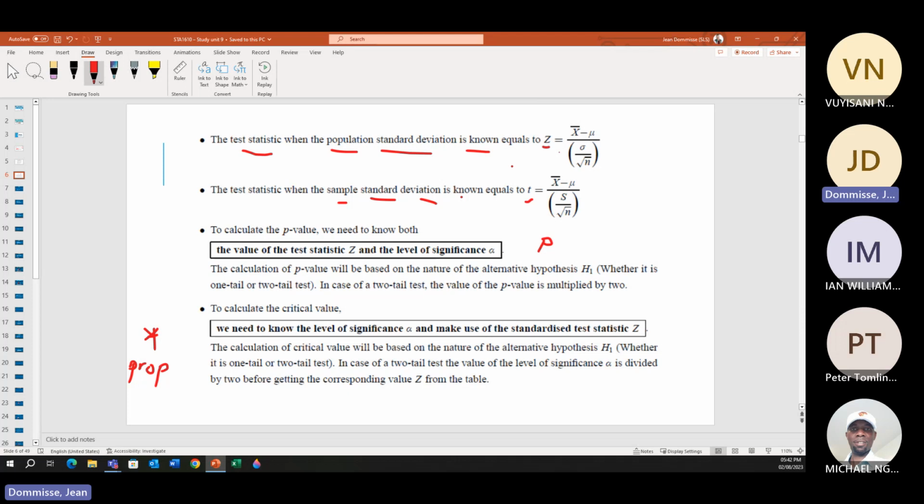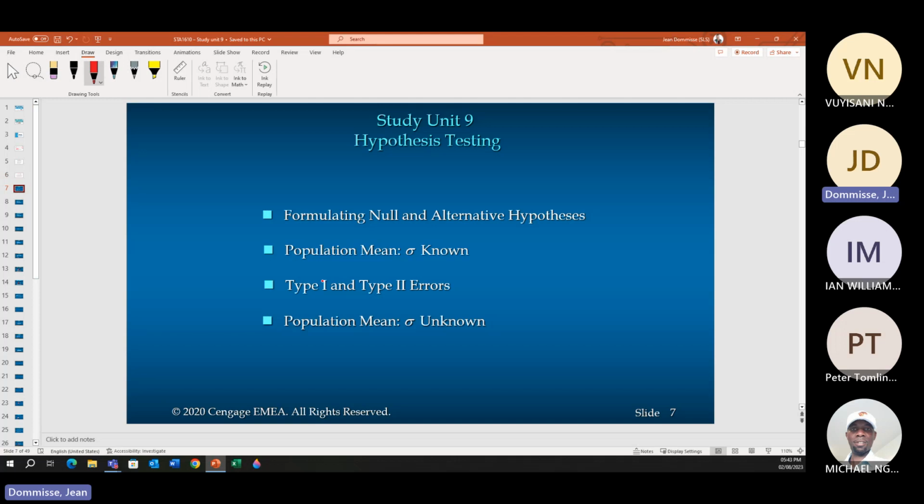Okay, so like in chapter 7, we're going to work where we have a population standard deviation known, where the population standard deviation is unknown, and we're going to work with one where we're working with proportions. Okay, so let's go into a bit of detail.